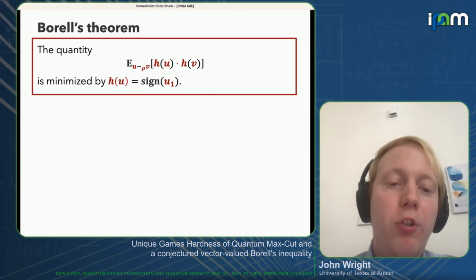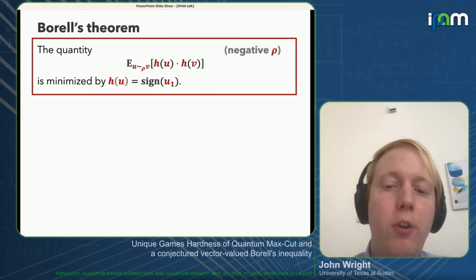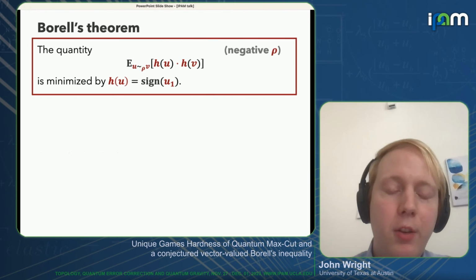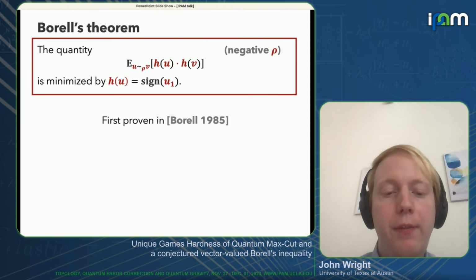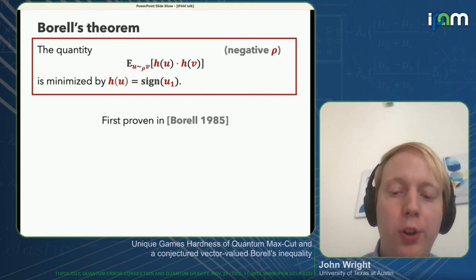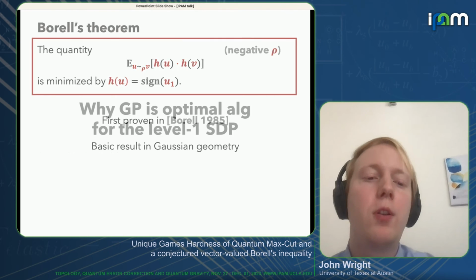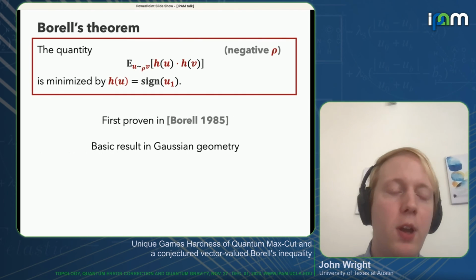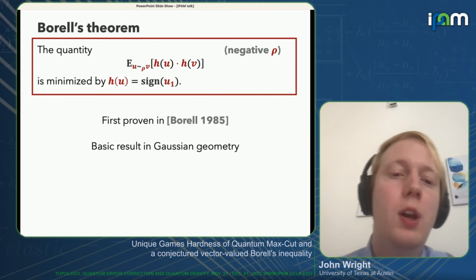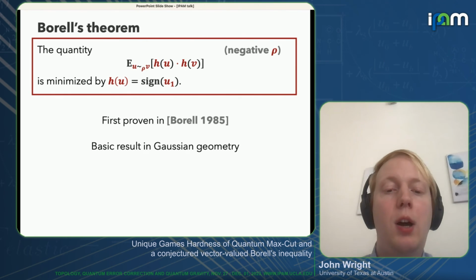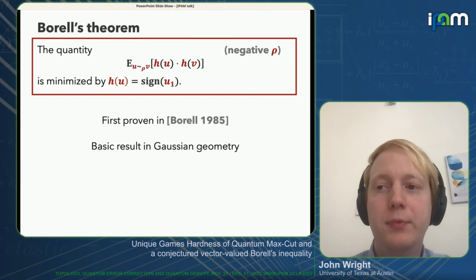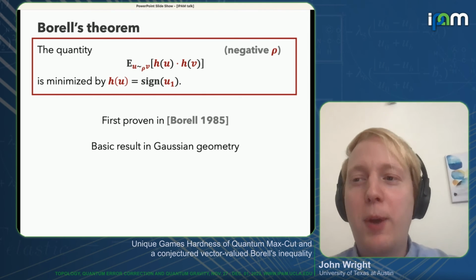This is like the negative rho version of Borell's theorem. There's also a positive rho version of Borell's theorem. This was first proven by Borell in 1985. It's a basic result in Gaussian geometry, and there are like a million different proofs of it at this point, so it's very fundamental. But this is a statement that you use to prove that the Gaussian graph is an inequality gap.